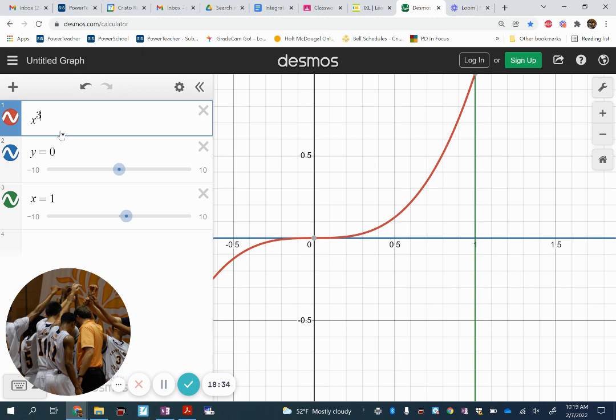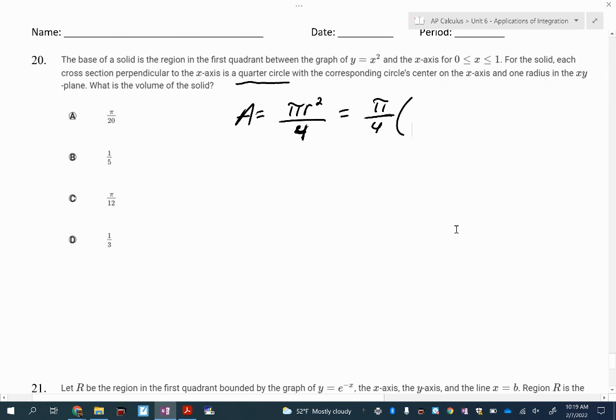I'm actually good. Okay. So what they're telling us is that the center of the circle is going to be on the x-axis, and the radius is the distance to our actual function of x squared. All right, so my radius is going to be x squared. So when I'm doing this, x squared is the same as y.